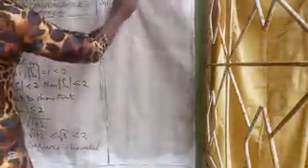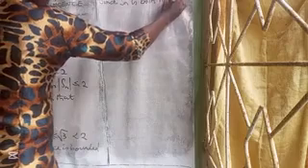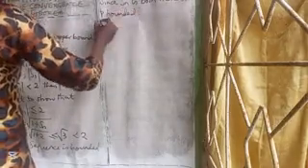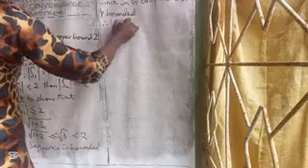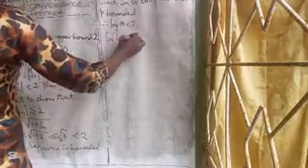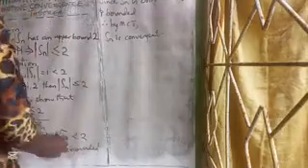Since Sn is both monotone and bounded, therefore, by MCT, Sn is convergent. And if Sn is convergent, that means the limit exists.